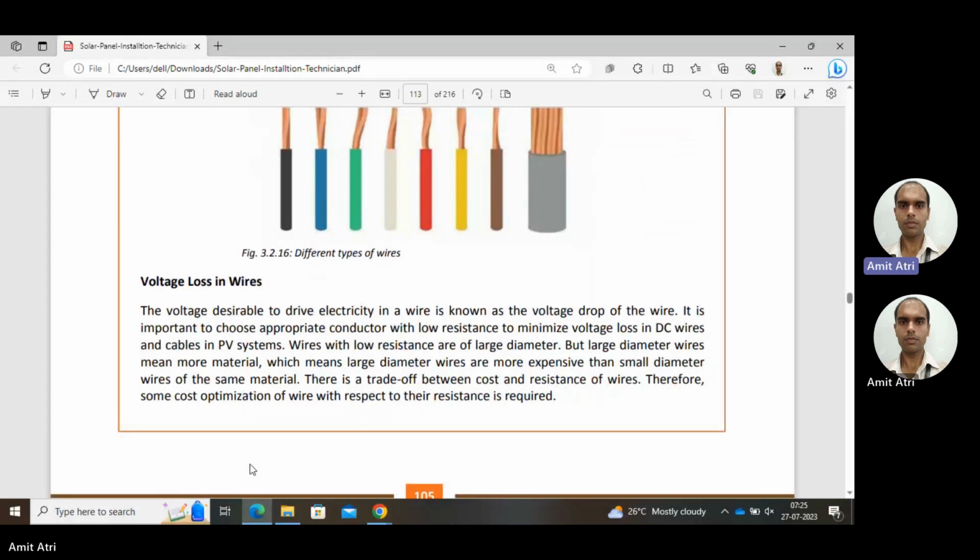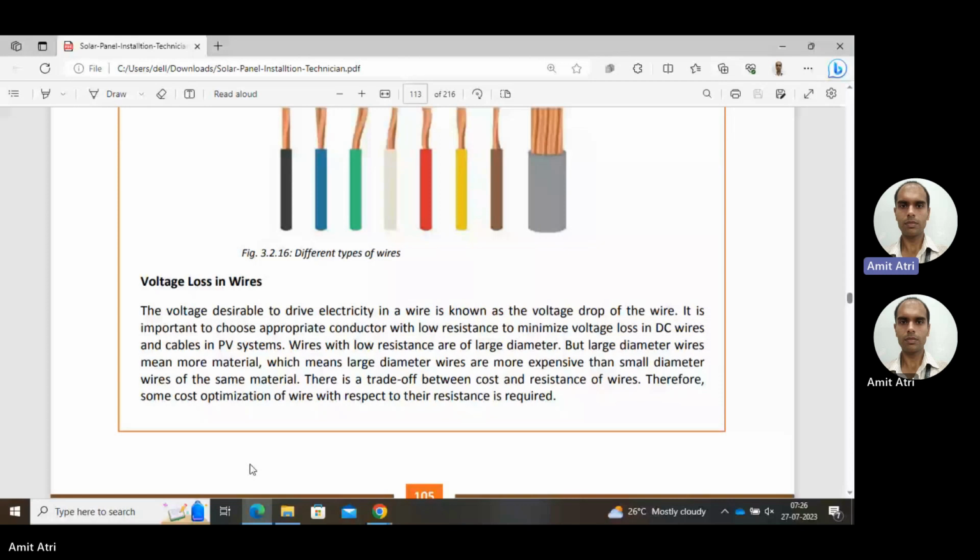Now, considering voltage loss in wire, the voltage desirable to drive electricity in a wire is known as the voltage drop. It means there should be a potential difference: some voltage at one point and a different voltage at another point. Then the current will flow. It is important to choose an appropriate conductor with low resistance to minimize voltage loss in DC wires. V is equal to IR. So R is there. If R is more, V will be more. More voltage will drop if the resistance is more.